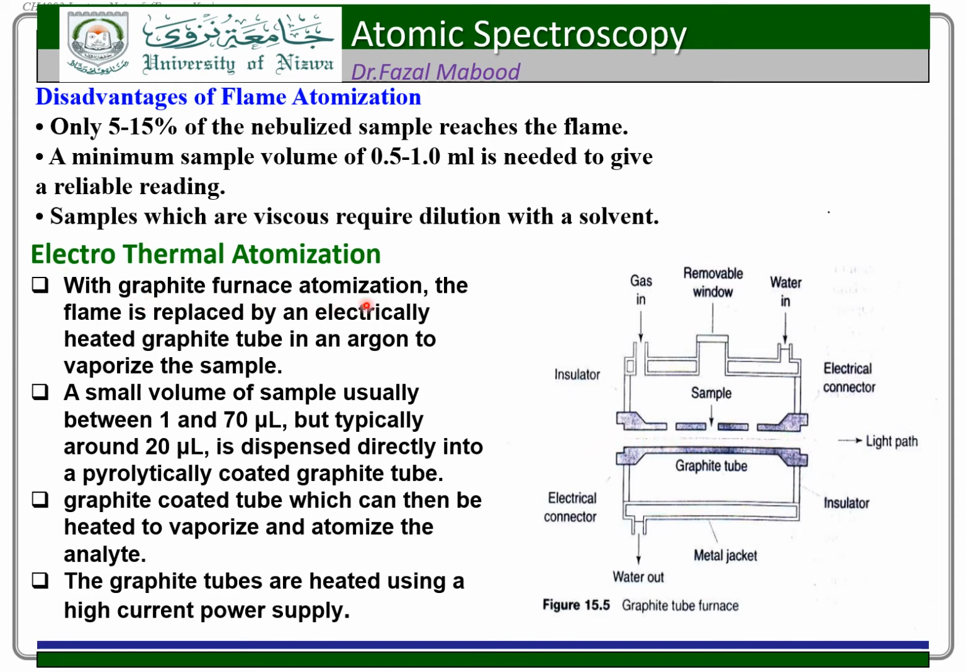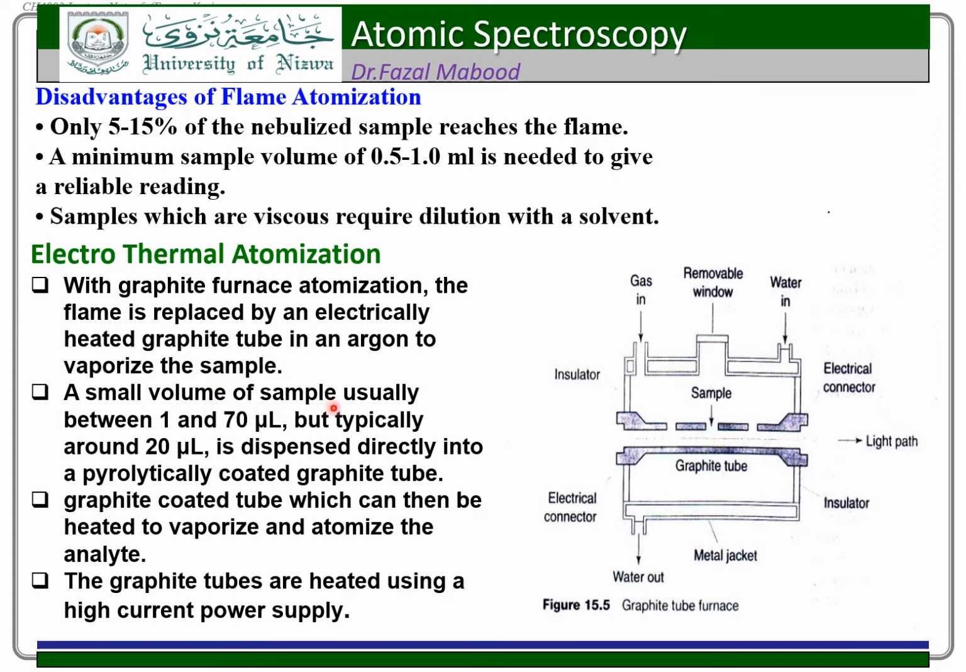So with graphite furnace atomization, the flame is replaced by an electrically heated graphite tube in argon to vaporize the sample. So here we are not using flame, we are using the heating element around the graphite tube. We heat up the sample through electricity, not with the flame. Once we heat up the sample, there is atomization, and when it converts into atomic form, we interact the light radiation with it.